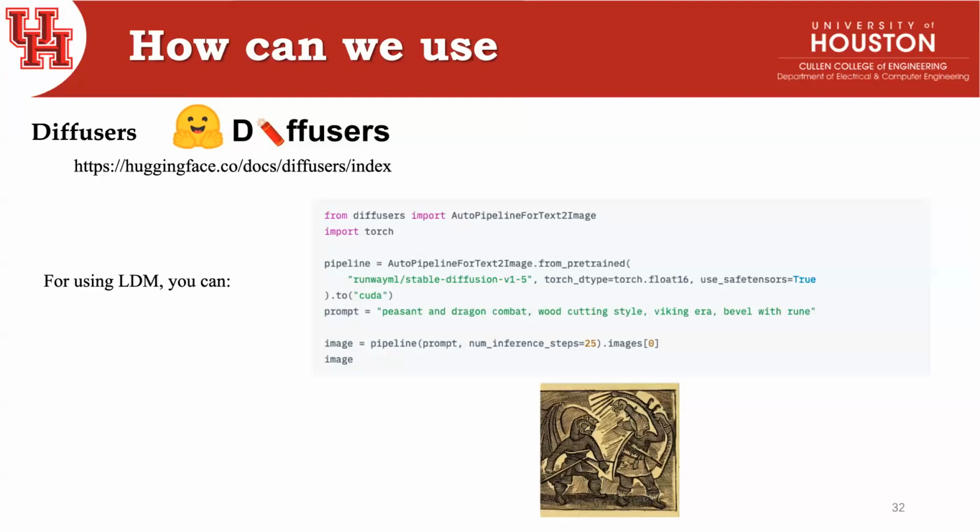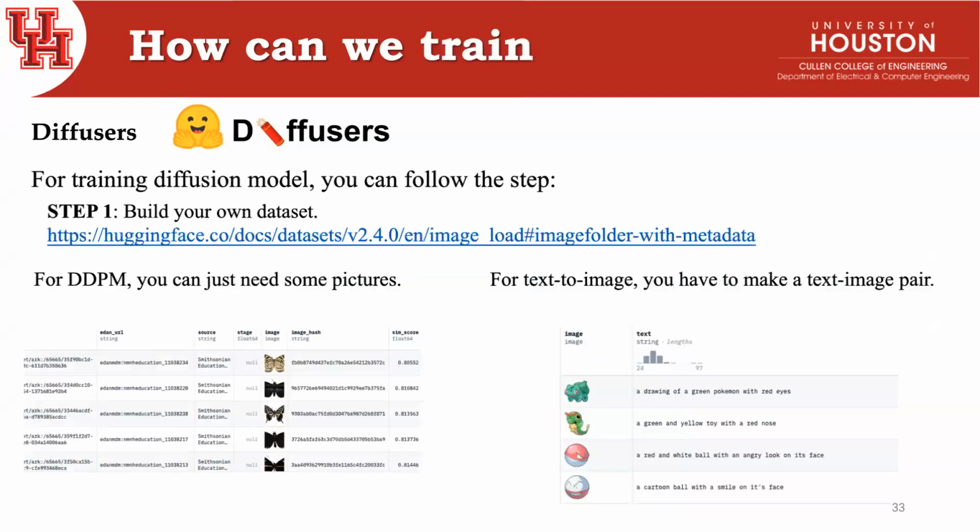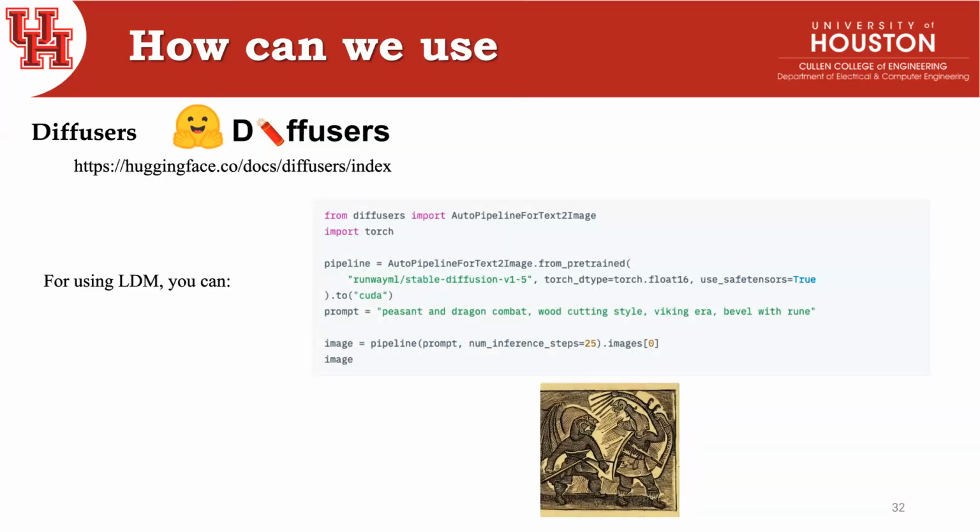And for using the LDM, the latent consistency model, you can just use the pipeline like this, do from_pretrained, and give some prompt to the model, and you can just do the image generation.